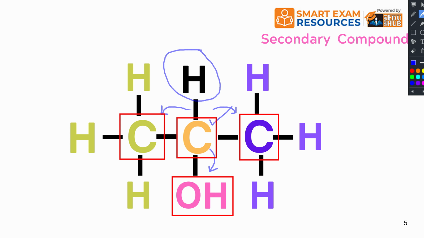So when you see this kind of bonding, you are going to term this alcohol a secondary alcohol, or the compound in general is called a secondary compound, and the carbon atom is called a secondary carbon atom. It is a 2-degree alcohol.